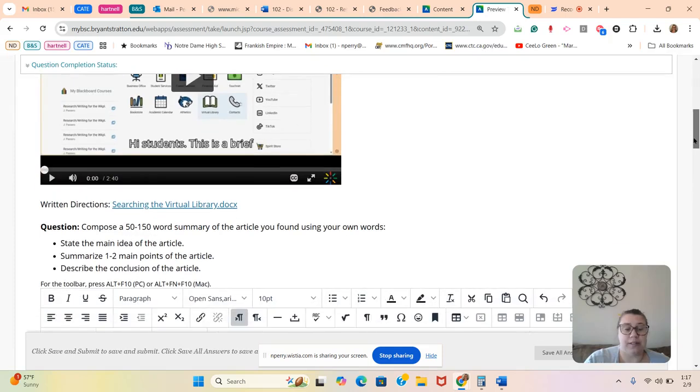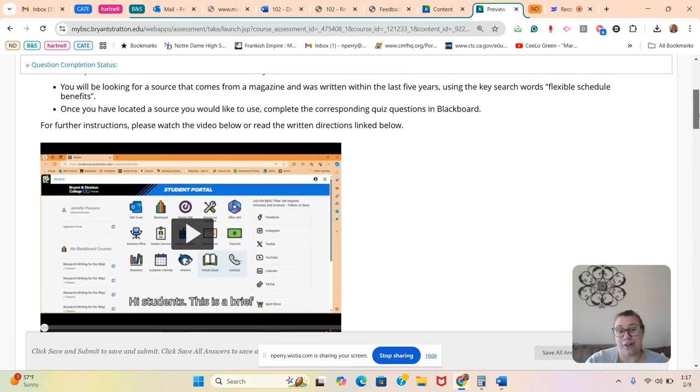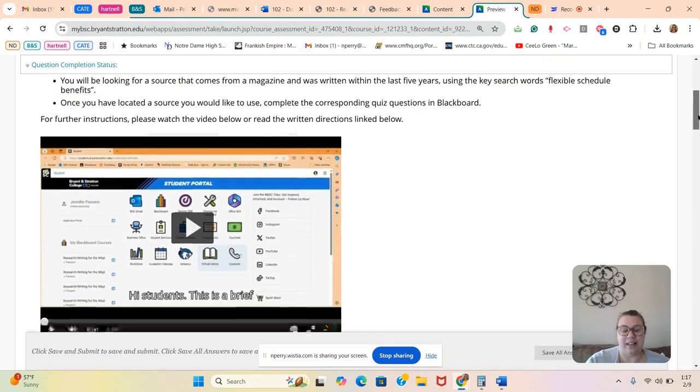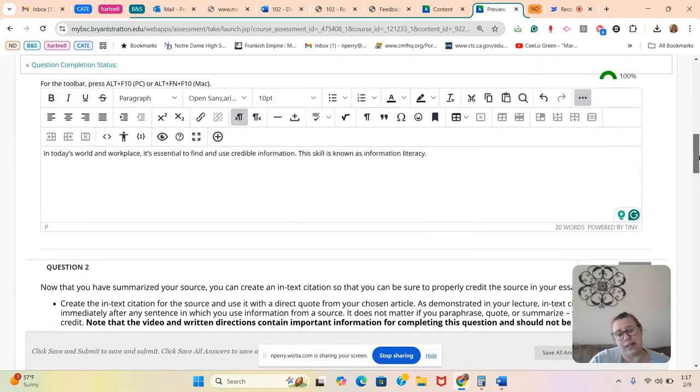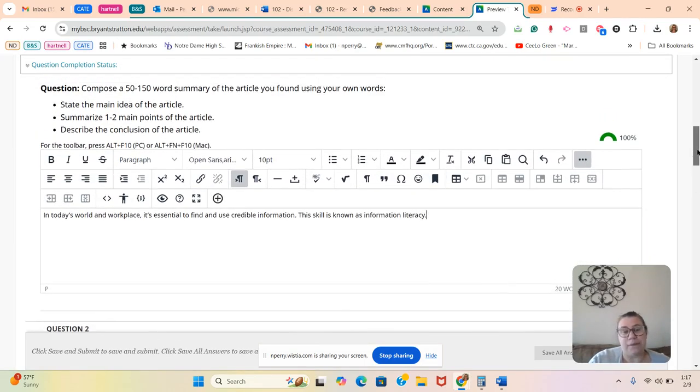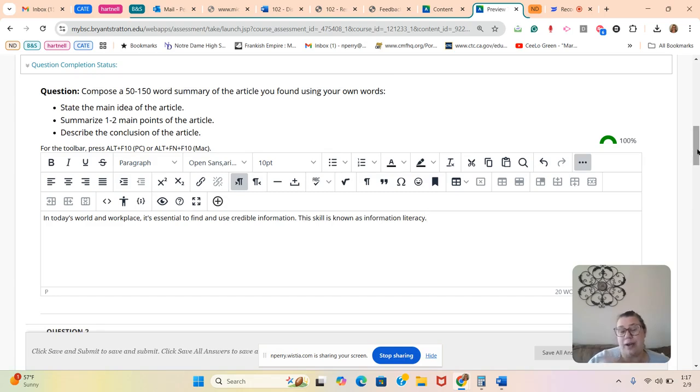The first one is a 50 to 150 word summary of the article using your own words. I would really appreciate it if you not just stated the main idea of the article and summarized it and the conclusion, but I'd really like to know the title of the article. It doesn't say that in this one here. You do have that later, so if you don't include it in the summary, that's okay, but it would just be helpful to me. And I think it's a good practice to say, this article by so-and-so said these things.